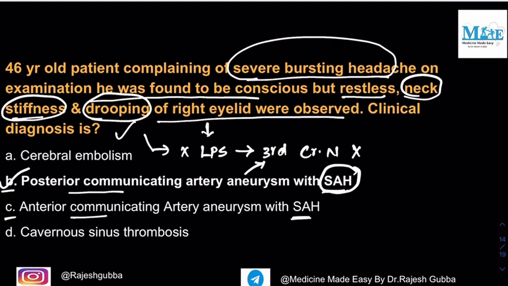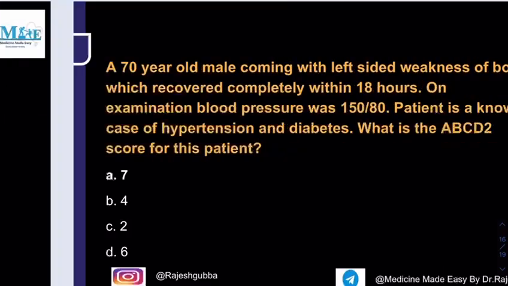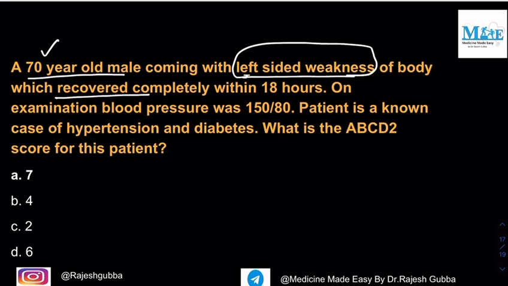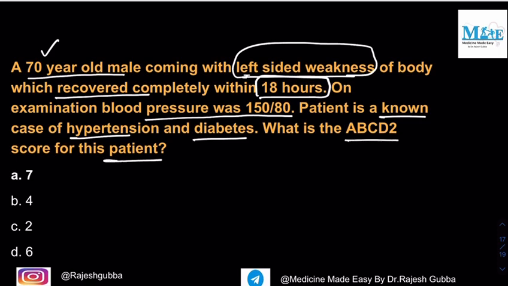And the last question in the discussion, we have a 70-year-old male coming with left-sided weakness of the body, right? Left-sided weakness of the body. Age is 70 years. And that left-sided weakness recovered completely within 18 hours. On examination, the blood pressure was 150 by 80. Patient is a known case of hypertension and diabetes mellitus. What is the ABCD2 score for this patient? The options are 7, 4, 2, 6.